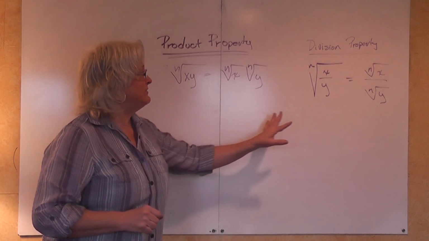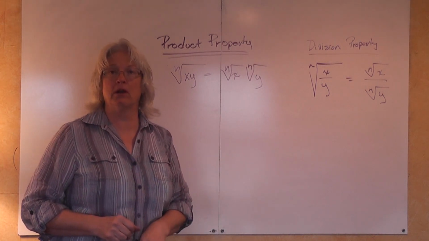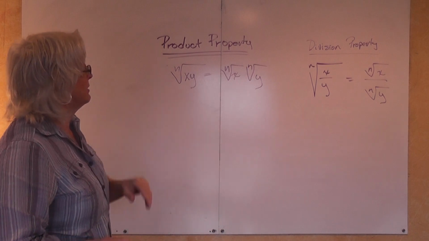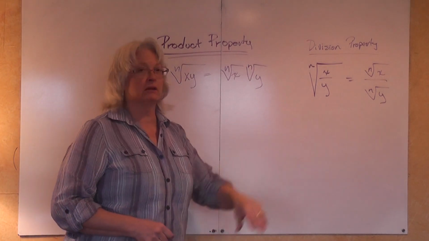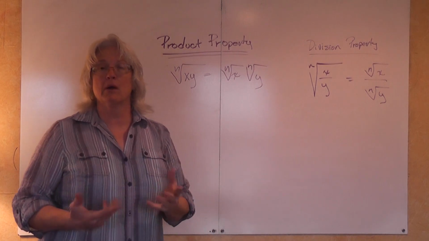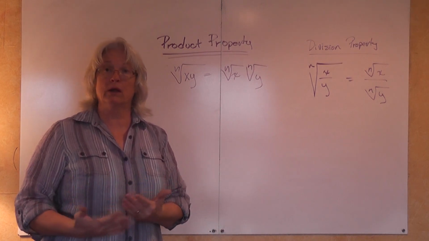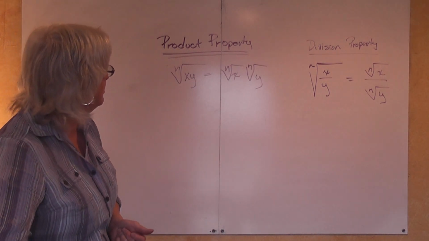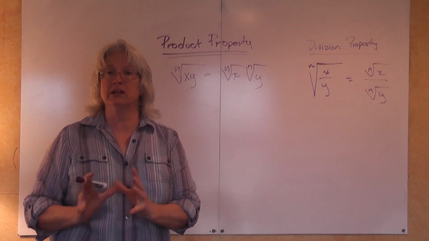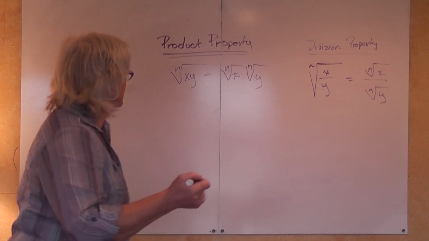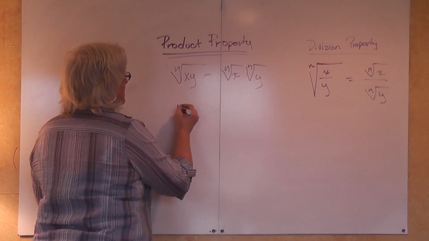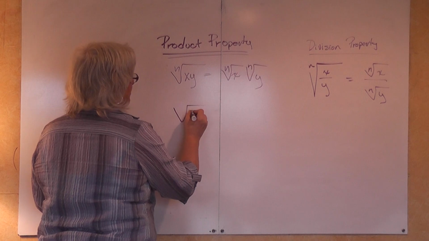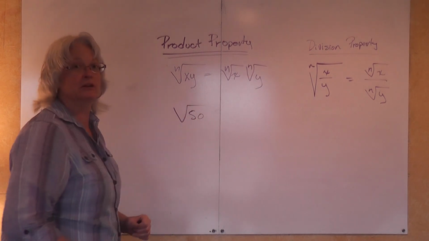So I've written a couple of definitions up here on the board. I wanted to first review the product property for you, and then secondly, introduce the division property. We have been working with roots of numbers that are not perfect square roots or perfect cube roots, and we learned that there was a really neat trick called the product property that would allow us to simplify roots of numbers that were not perfect squares or perfect cubes.